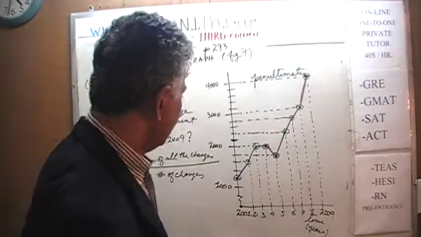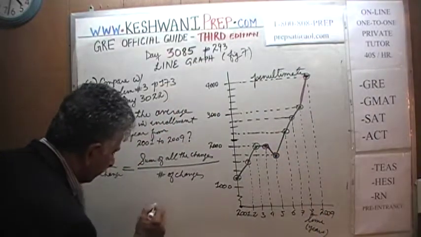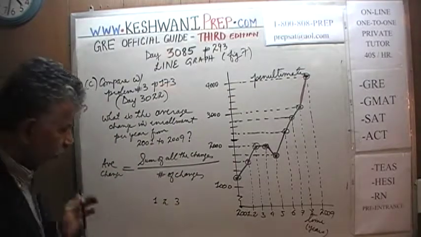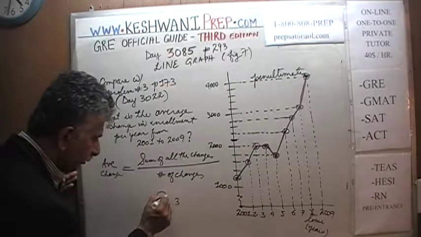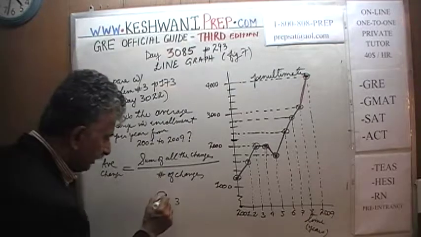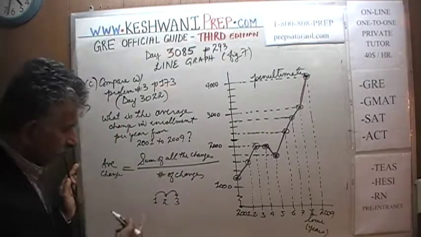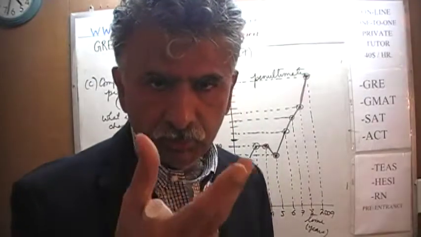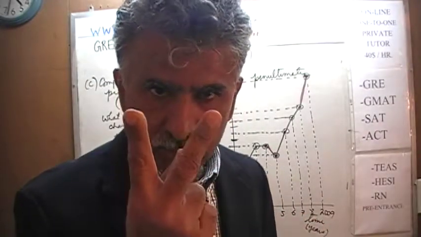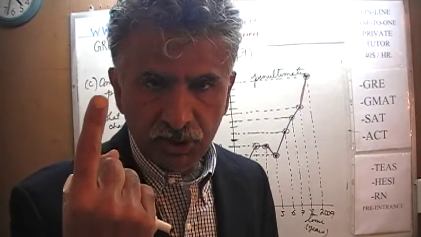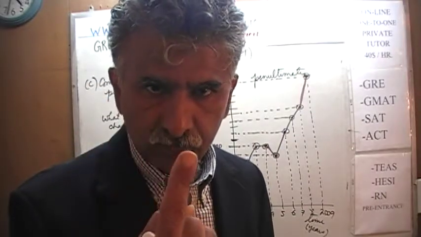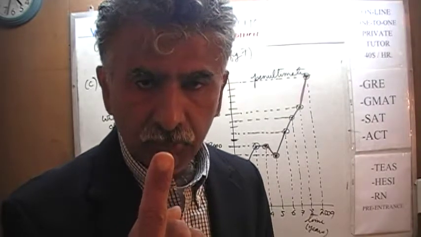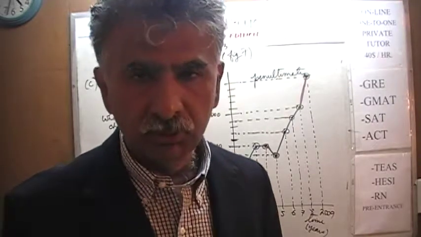For example, if you go from 2001 to 2002, 2003, if you have 3 years, you're going to encounter only 2 changes. The first change will be from 2001 to 2002. The second change will be 2002 to 2003. Even though there are 3 years, there are going to be 2 changes. First change will be the change in enrollment from 2001 to 2002. The second change is going to be the change in enrollment from 2002 to 2003. Only 2 changes.